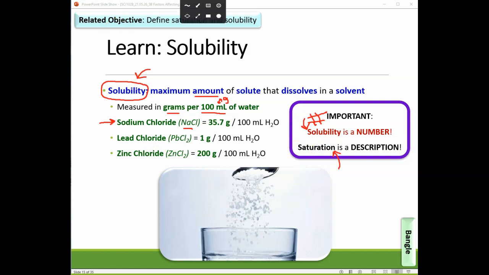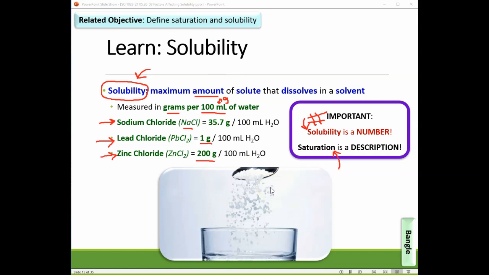Okay. Now let's go ahead and talk about solubility of lead chloride. Its number is 1 gram per 100 milliliters. This is interesting to notice that you can actually have different amounts that can dissolve into a solution. And zinc chloride right here is the most soluble of all of these. It can dissolve 200 grams for every 100 milliliters of H2O. Please note that this is at like a regulated temperature, so this is at like room temperature.